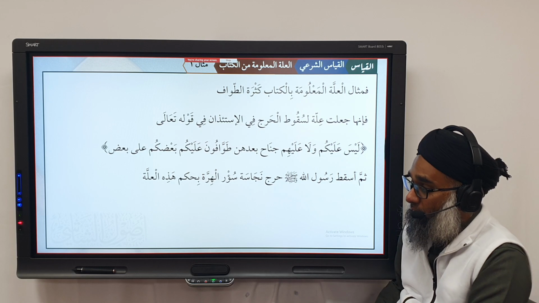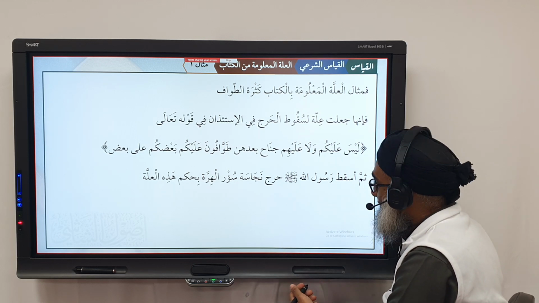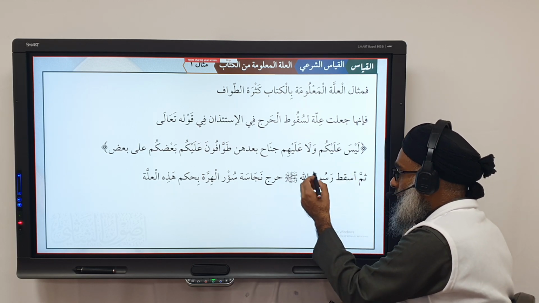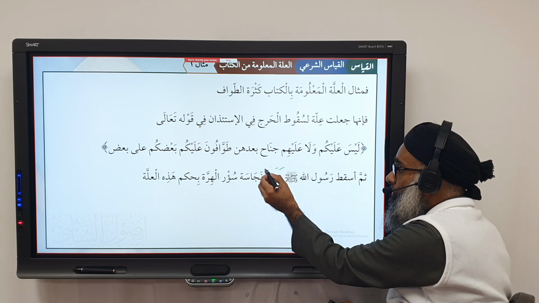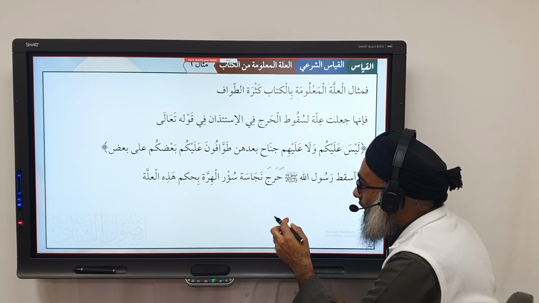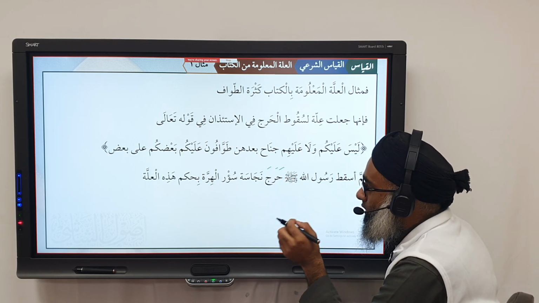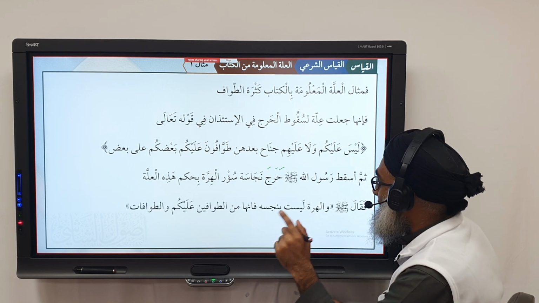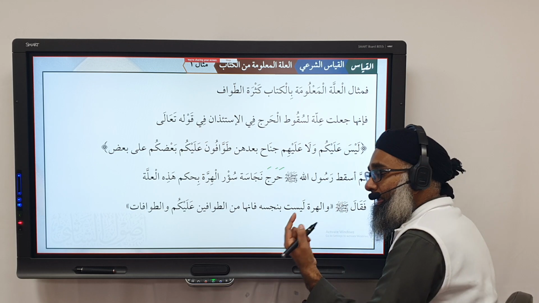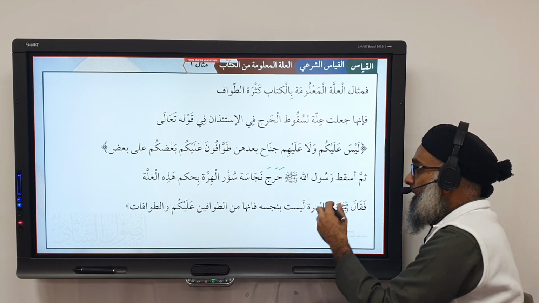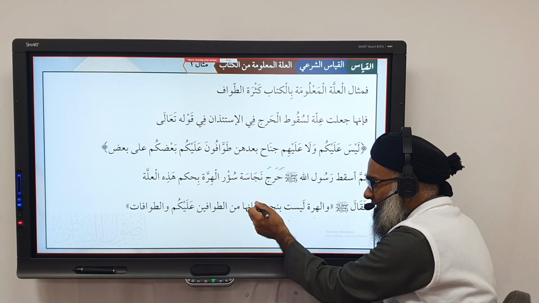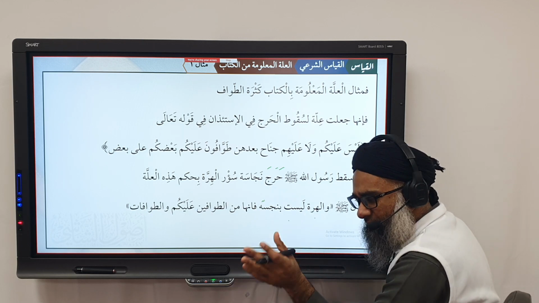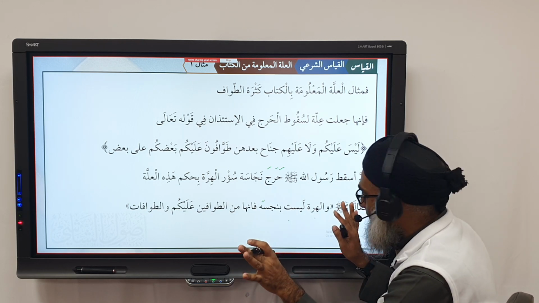ثم, then the Prophet sallallahu alayhi wasallam, he himself said this, asqata, he removed the haraj, the difficulty, the mashaqqa of najasati su'ril hirrati bihukmi hadhil illah. The Prophet sallallahu alayhi wasallam, he himself mentions this, but he shows the illah from the Quran. He says here, wal hirratu laysat bi najisa. I'm not sure the exact words of the hadith, but the mafhum is from the hadith exactly.